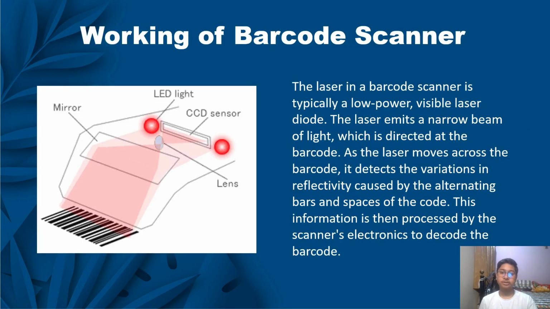Working of barcode scanner. The laser in a barcode scanner is typically a low-powered visible laser diode. The laser emits a narrow beam of light which is directed at the barcode. As the laser moves across the barcode, it detects the variation in reflectivity caused by the alternating bars and spaces of the code. This information is then processed by the scanner's electronics to decode the barcode.